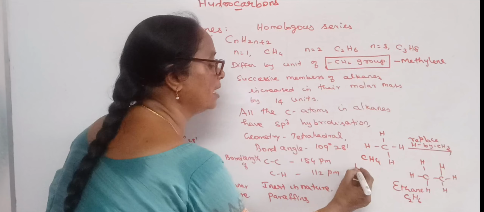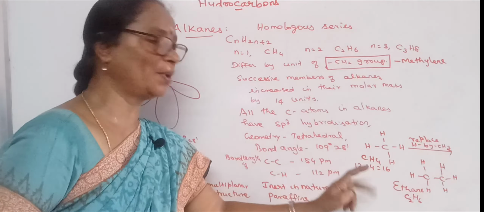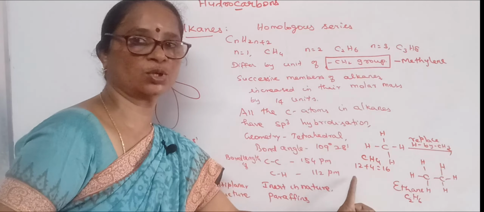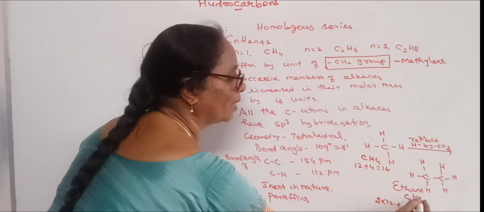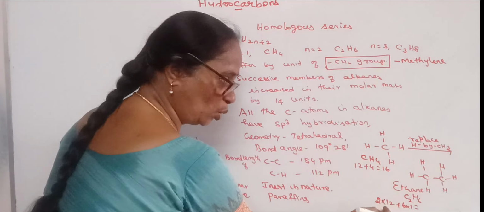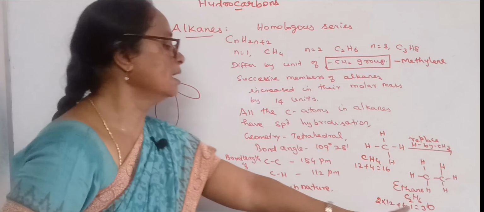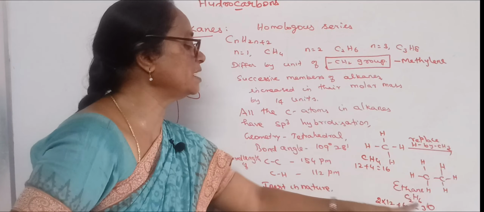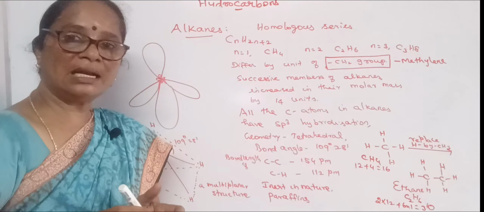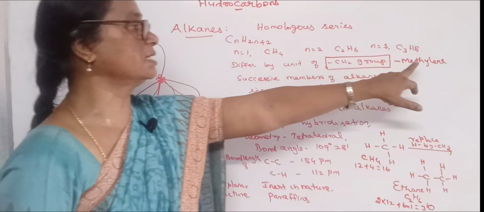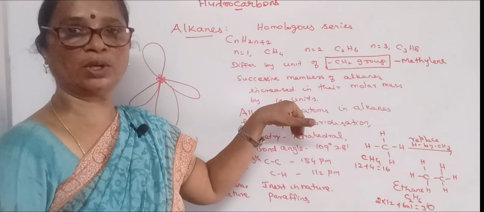For example, methane: 12 plus 4 equals 16. 1 for hydrogen, 12 for carbon. So 4 hydrogens, 4 into 1, 4. So 12 plus 4 equals 16. In ethane, I have 2 into 12 for carbon and 6 into 1 for hydrogen. So 2 into 12 is 24, and 24 plus 6 is equal to 30. So you may find 30 and 16. The difference of these two values is equal to 14 units. So the successive members of alkane differ by a CH2 group, that is the methylene, and their molar mass differs by 14 units.